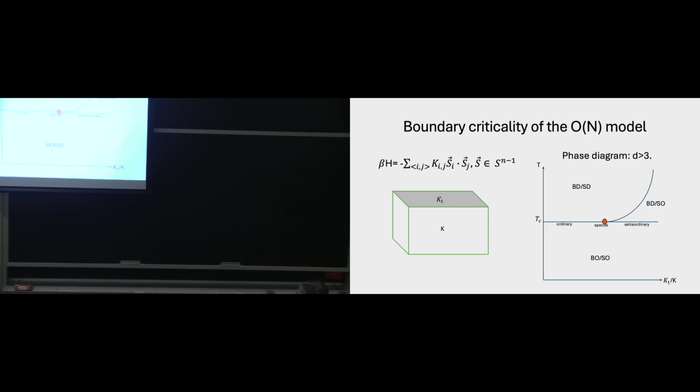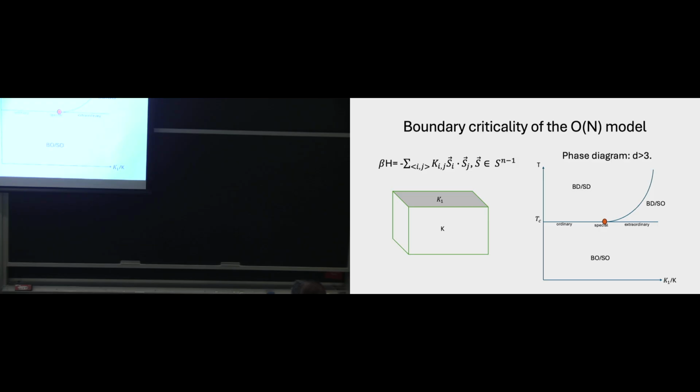The dimension is bigger than 3. This is a widely accepted phase diagram. Let me make some comments about the phase diagram. Here Tc is the bulk critical temperature.